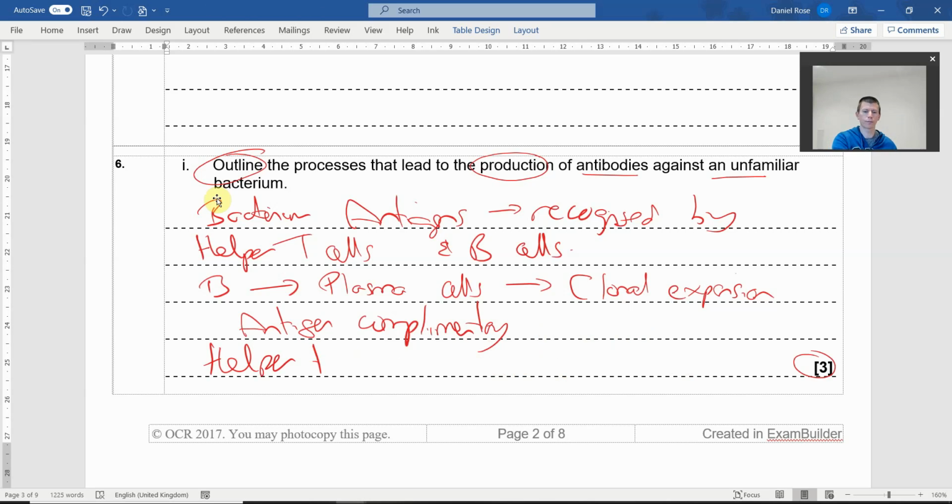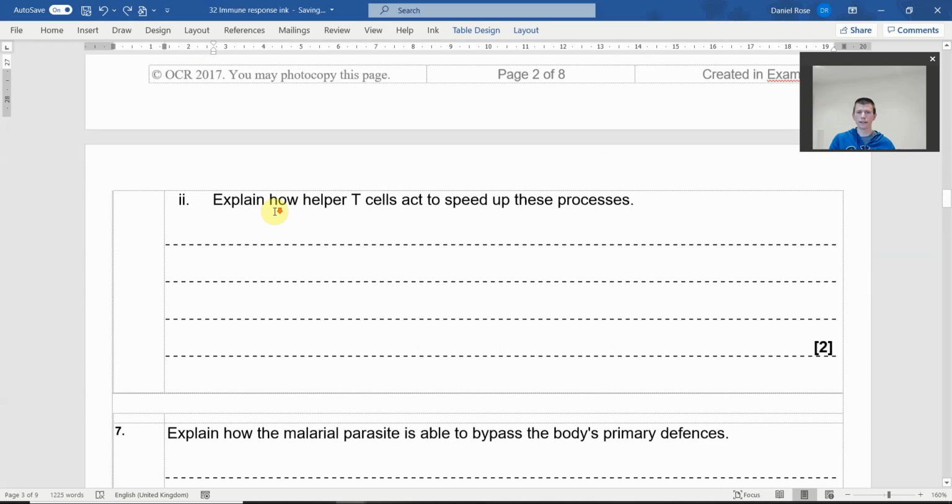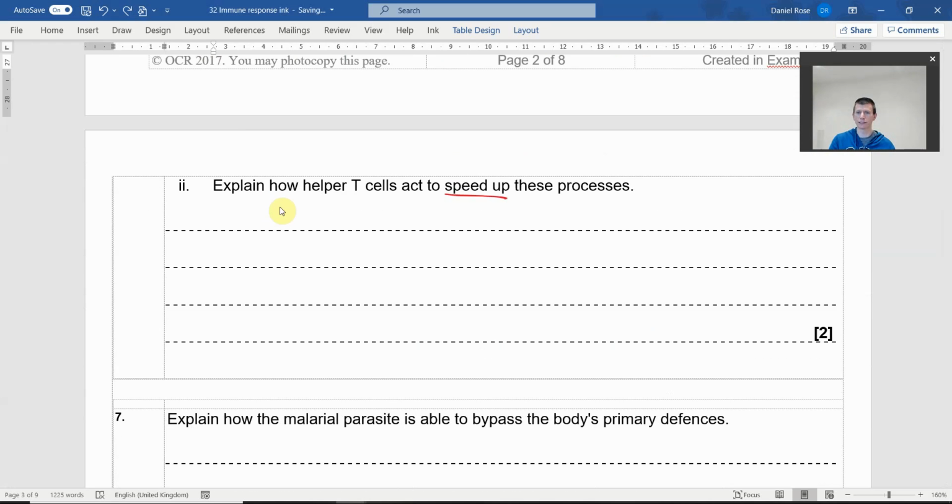Let's go back. Then it says explain how helper T cells act to speed up these processes. I need to get a little bit more detail now. So what do helper T cells do? I can use they because it's the only word that was given. They release, so remember those other words you mentioned, interleukins. So those chemicals activate them. They also stimulate them.